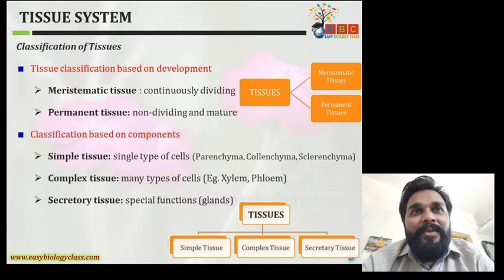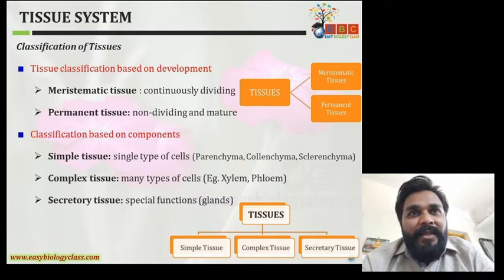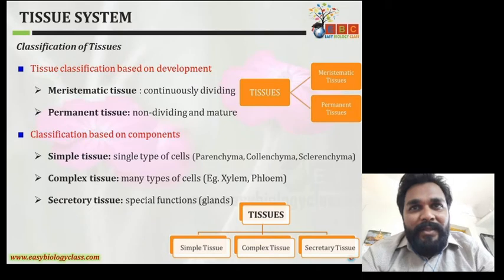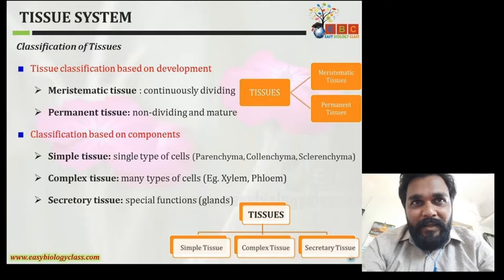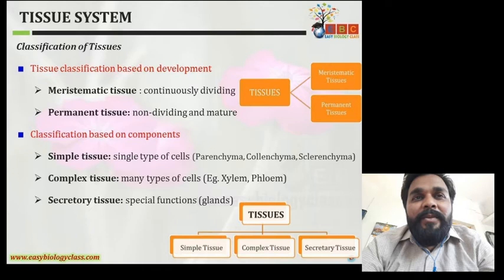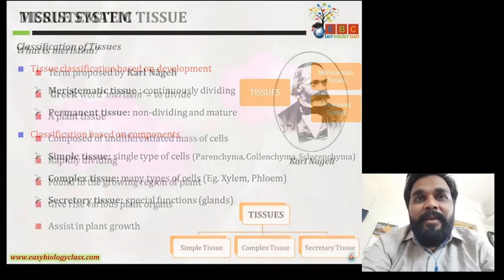Okay, classification is based on the components. On the basis of components, they are generally classified as simple tissue, which includes parenchyma, collenchyma, and sclerenchyma. Complex tissue, for example xylem and phloem, which are the most important tissues in angiospermic plants. Secretory tissue means there are some glands or tissues which secrete secondary metabolites.